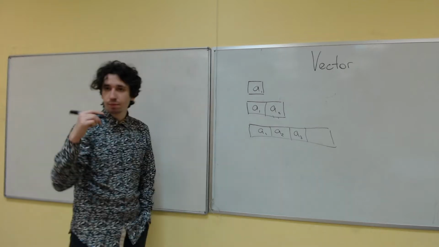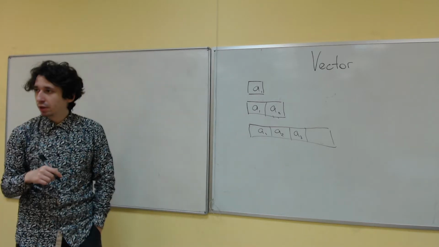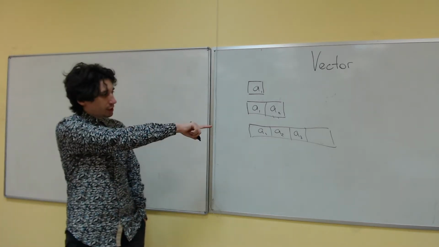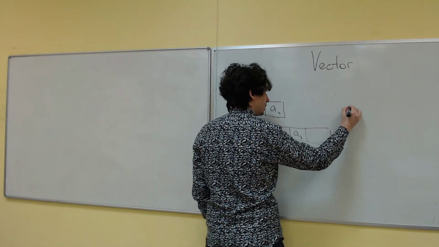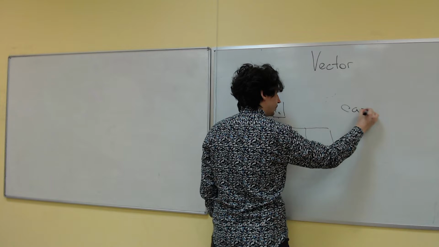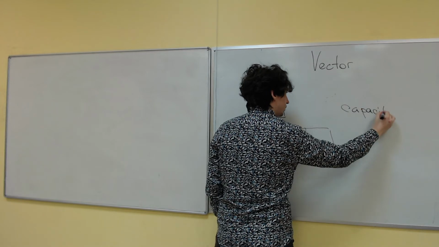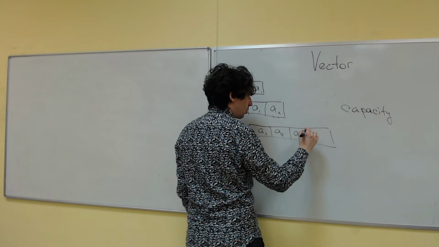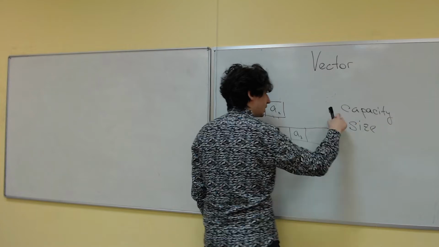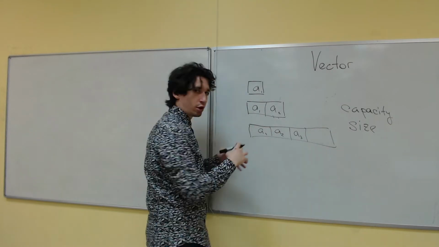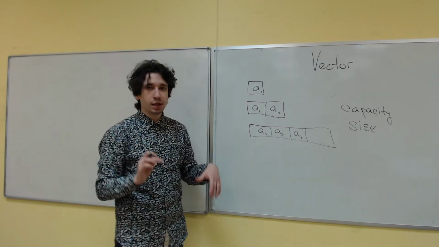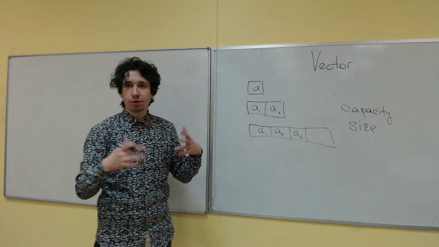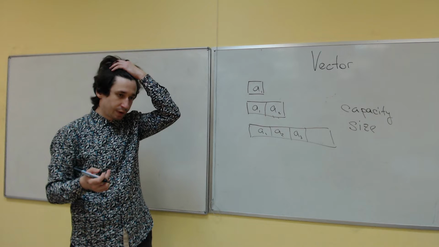Then we want to put element 4. We see that the length of this array is its capacity, and the number of elements is size. So the capacity of the vector is the total memory that we have for the vector, and size is how many elements are really stored in the vector. So we add 4.